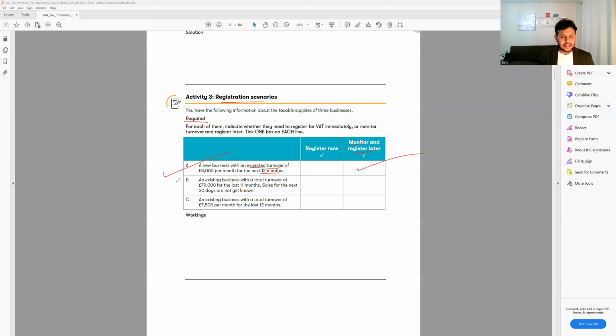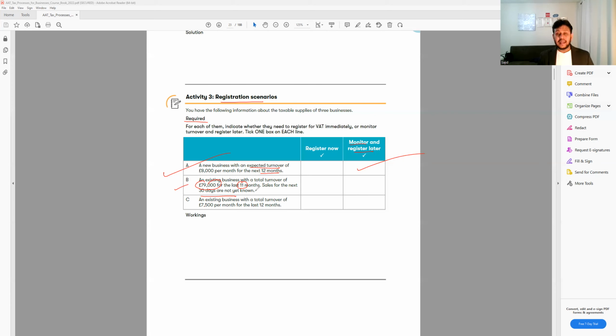The next one says number B. An existing business with a total turnover of 79,000 for the last 11 months. Sales for the next 30 days are not yet known. So you already have 79,000 for the last 11 months. We're very close, we only need 6,000 more. But for the next 30 days, we are not sure whether we're going to make any sales or not. How much it is, we don't know.